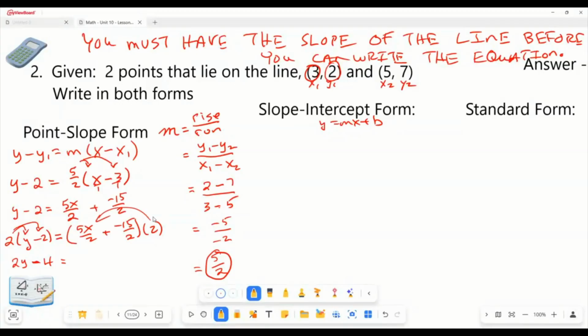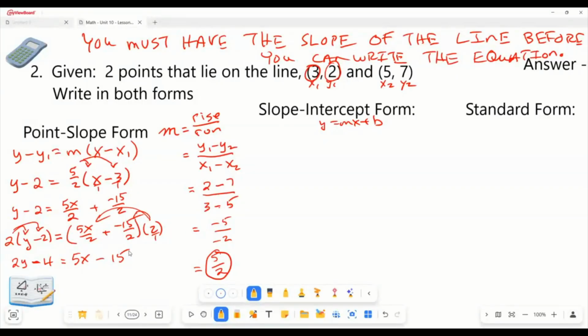Then distributive property. This is 2 over 1. 5x over 2 times 2 over 1. The 2's divide out. We are left with what's on top. That's why I'm doing this, so that I get the stuff on the top and get rid of the fractions. -15 halves times 2 over 1. The 2's divide out. I'm left with -15. Fractions are gone. That's what we were hoping for.